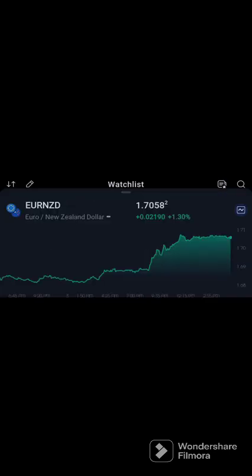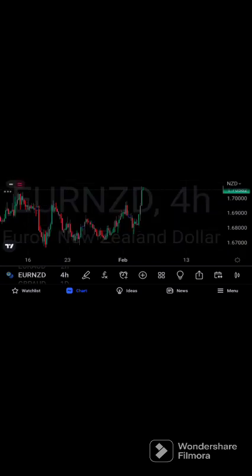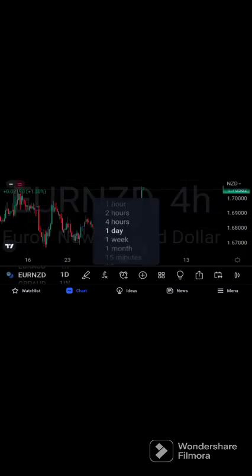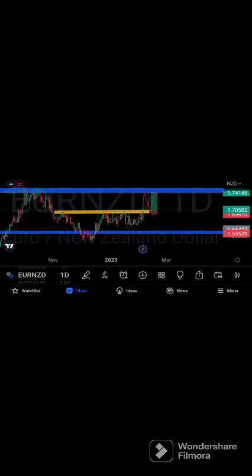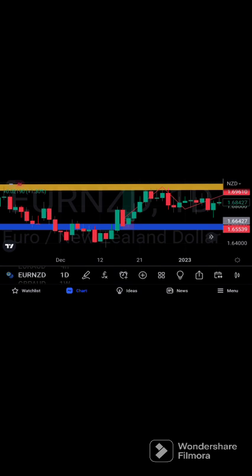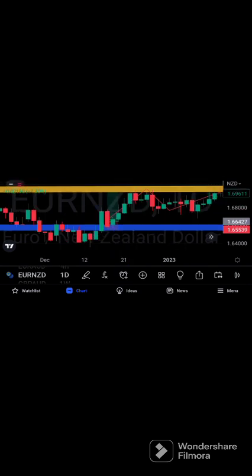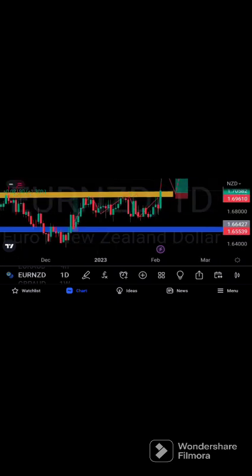Let me just look at AUD NZD. AUD NZD has not properly formed, so I'm still watching the market. If you look at the 4-hour time frame, I've been watching the market for close to 3 weeks now. I think the last trade I took was on a demo account, last year, a 1:3 risk to reward trade.